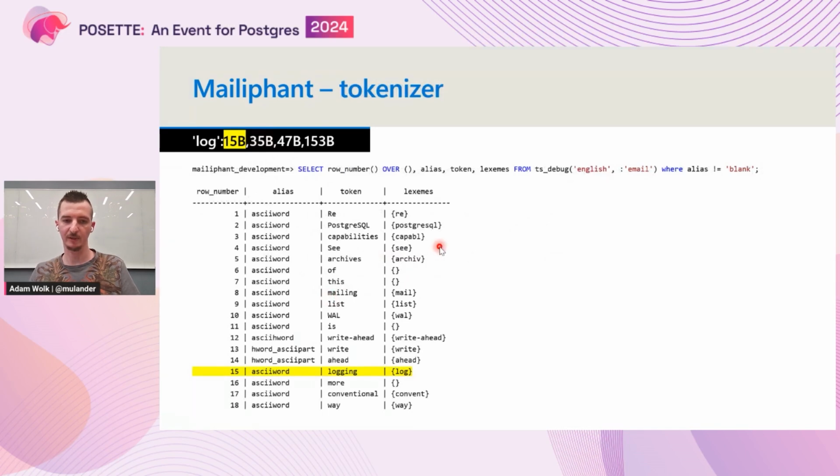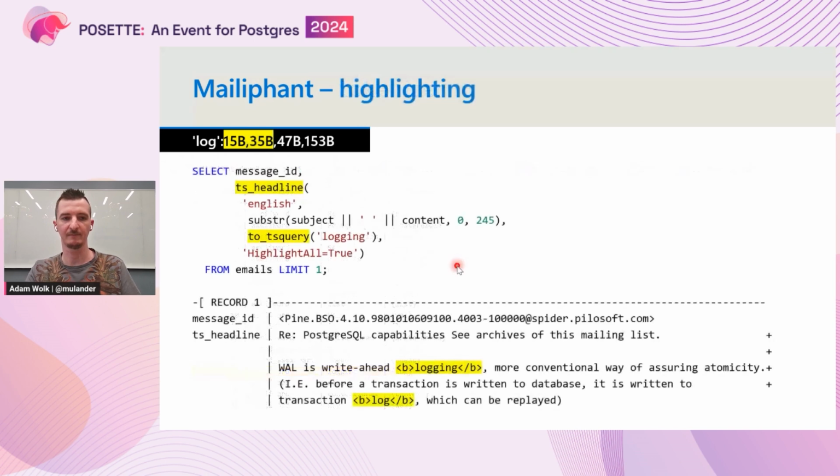Well, with PostgreSQL, you can actually look into how things work. That's the benefit of having an open source database. You can call the ts_debug function, which has been implemented by the developers of the database, that shows you exactly how the document is being tokenized. So we can see that the 15th token is the ASCII word logging that got stemmed into the lexeme log. And this is how you can confirm these numbers to the content that you have been parsing.